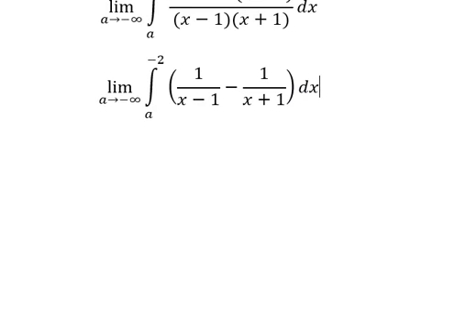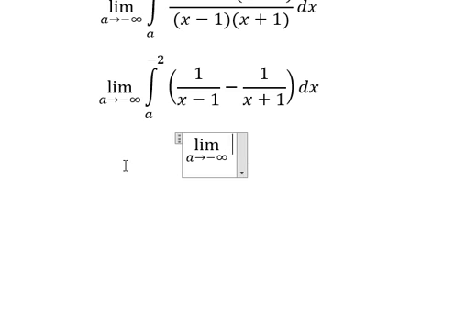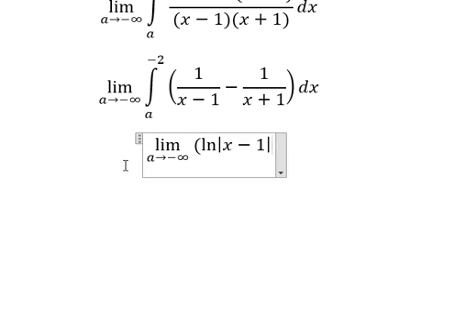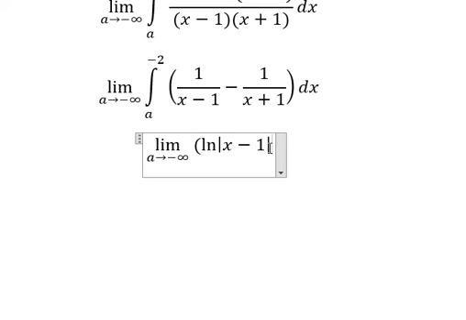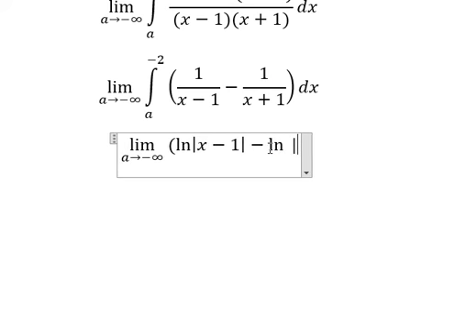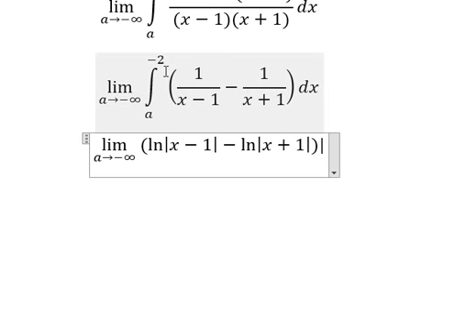And now we have the final answer. The integration of this one, we will have about ln of the absolute value of s minus 1. The integration of this one, we have negative ln of the absolute value of s plus 1. And we have the bounds from a to negative number 2.